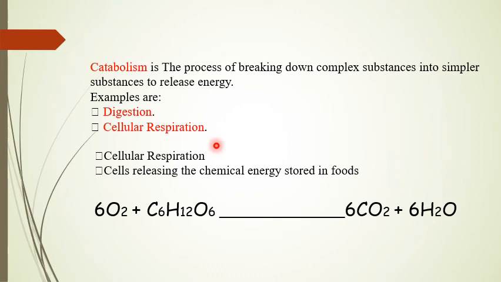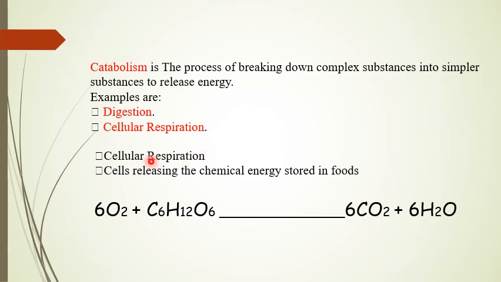An example of anabolism is photosynthesis, building or creating more cells and cellular nutrients. But in catabolism, complex substances are broken down. Examples of catabolism are digestion and cellular respiration.